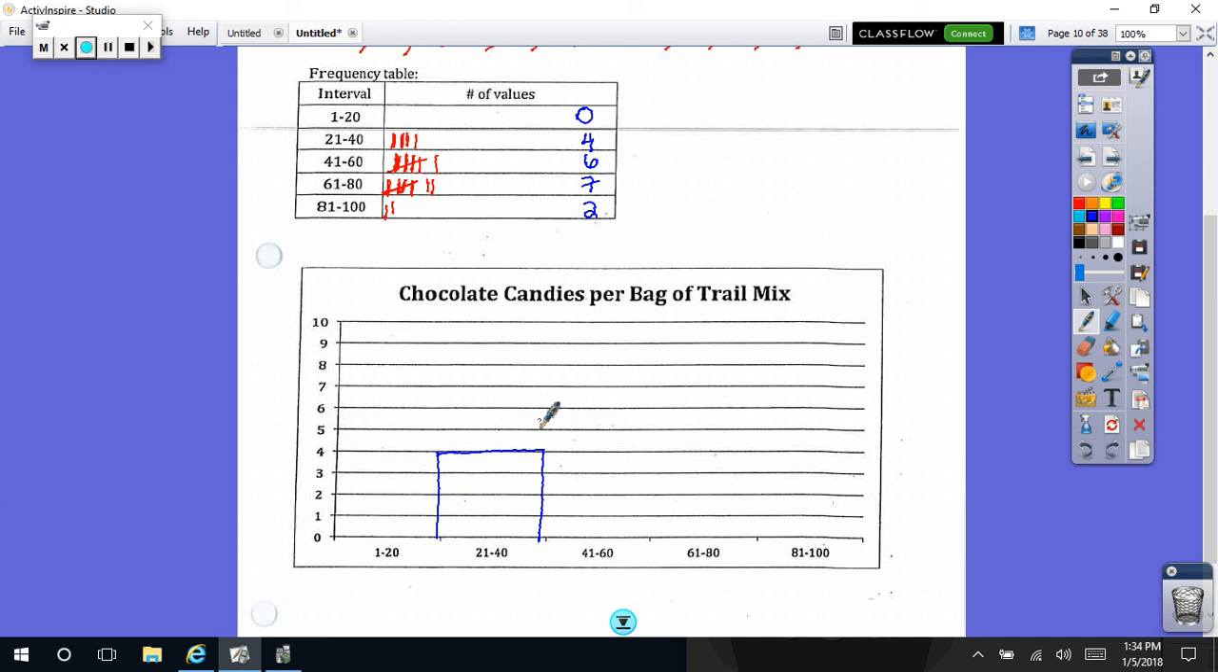Between 41 and 60, I had 6 people. Oops, that was a crappy line. 61 and 80 was 7 people. And my last category only had 2 people.